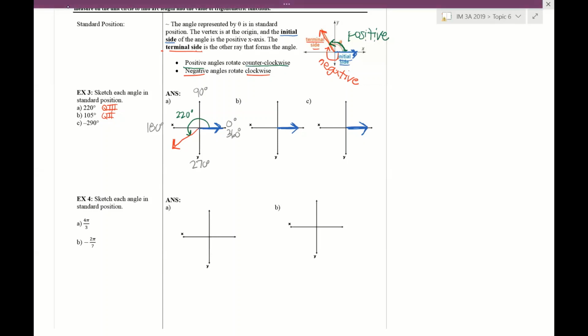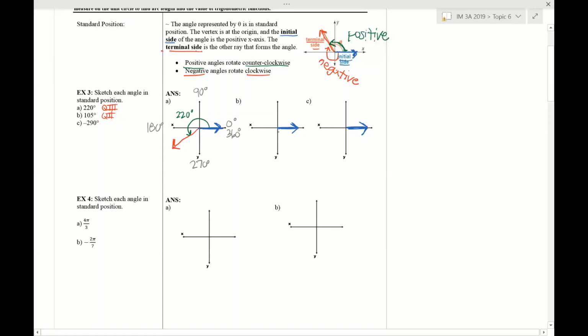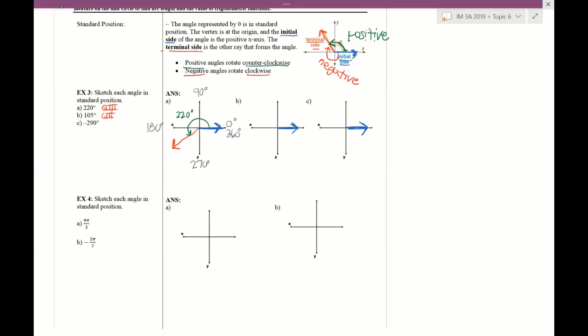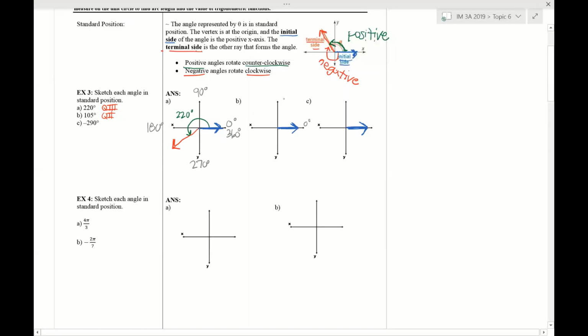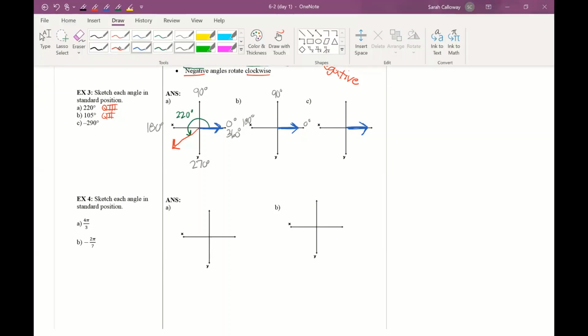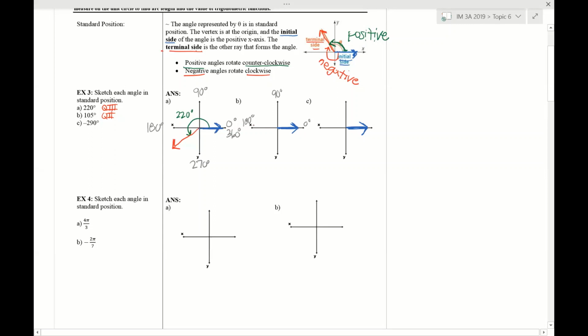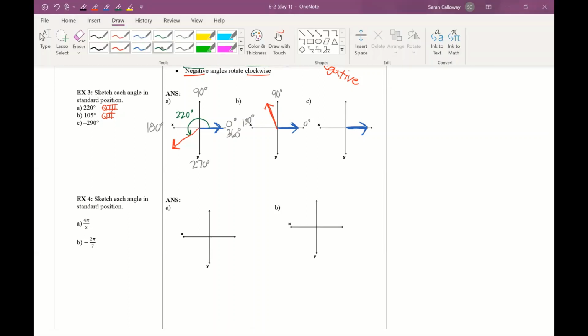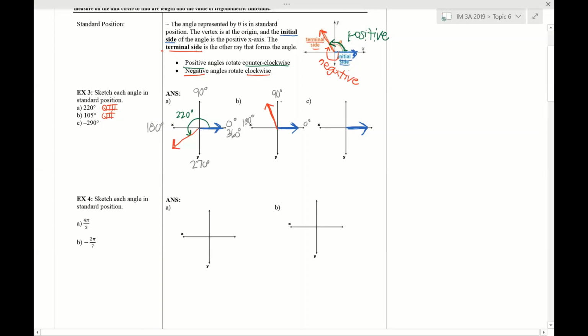Now I want to draw the terminal side for 105 in quadrant 2. Remember that this represents 0 degrees, this represents 90 degrees, and this represents 180. I know that 105 is going to end up pretty close to 90, way closer to 90 than it is to 180. So this terminal side is going to end up closer to 90. Again, I'm estimating. We are not getting out a protractor and measuring. We're just identifying which quadrant it's in and what it's closest to. We're kind of eyeballing it.